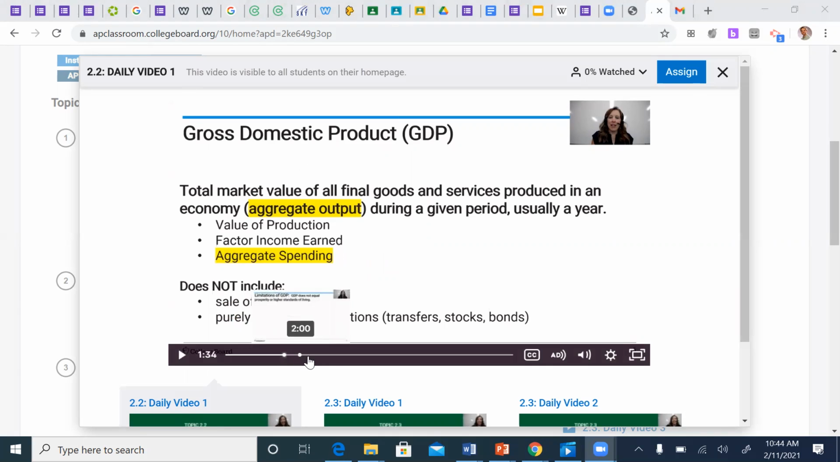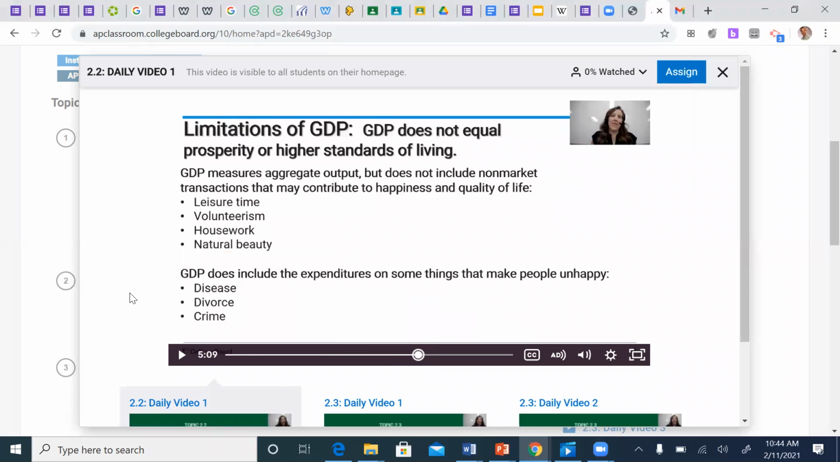All right, so what are the things it can't measure though? These are the limitations of GDP. GDP does not equal prosperity or higher standards of living. There are some things that GDP does not reflect. It measures the purchases, but it doesn't measure how much is being purchased of leisure time, volunteerism, housework and natural beauty.